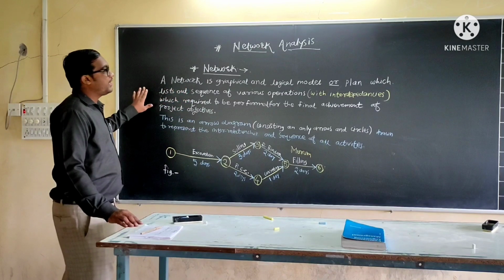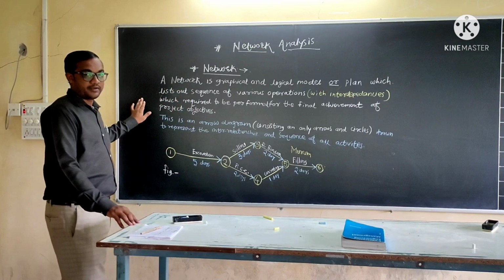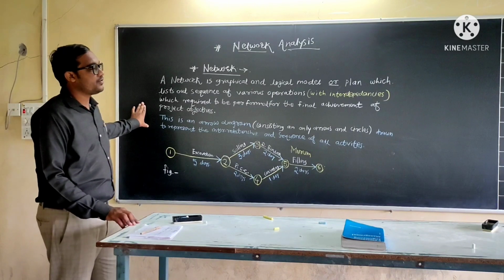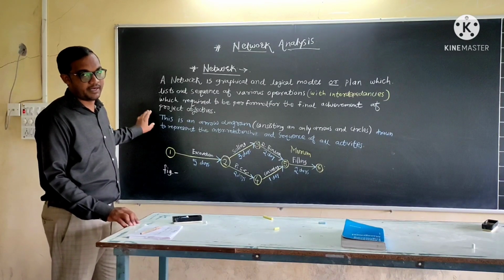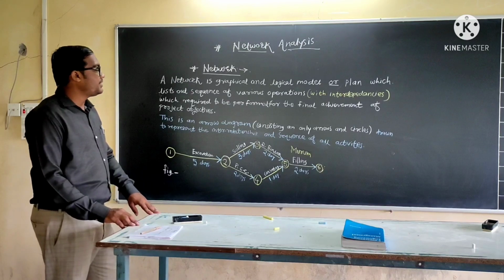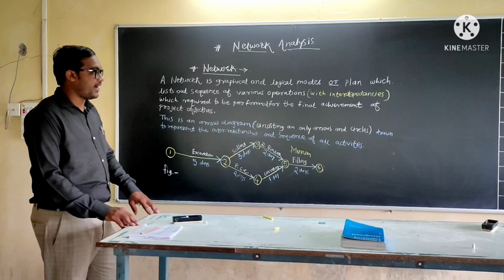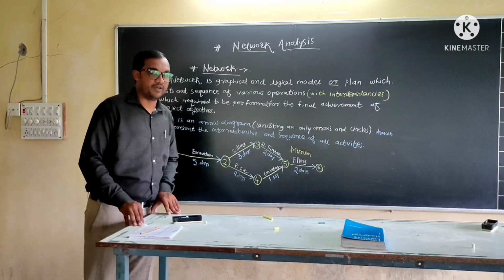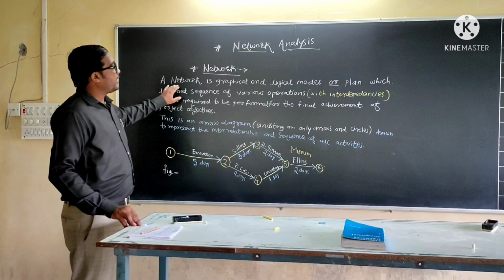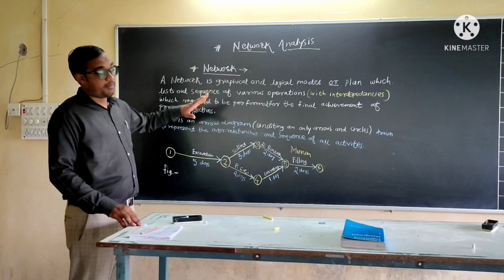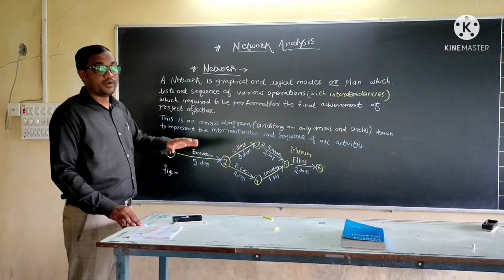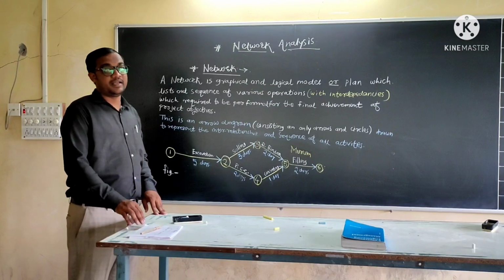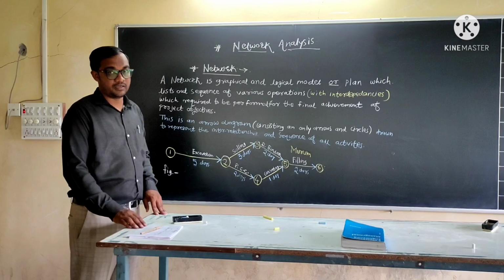Network. A network is a graphical and logical model or plan which lists out the sequence of various operations with interdependencies which are required to be performed for the final achievement of the project objectives. This is the definition of network. So the network is a graphical and logical model or plan. Network shows the plan. The plan shows the various activities and their interdependencies on each other.